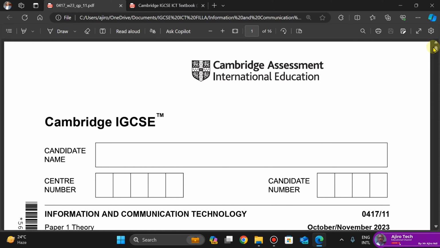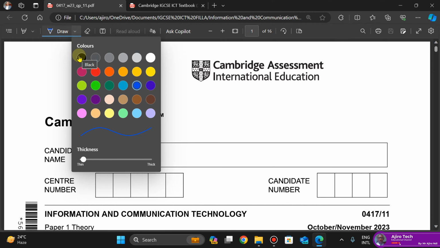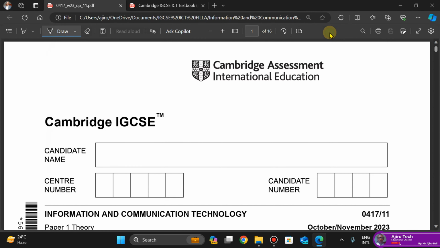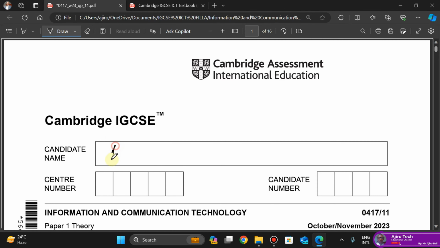So I'm just going to start here. As promised, I've made the modifications to what I was doing before, which is writing. So I have here the candidate name, which is going to be Ajiro Tech. Center number is going to be AN 0117. I know most of you are happy to see this. Yes, this is a big step in my paper 1 video production. Candidate number is 2023.